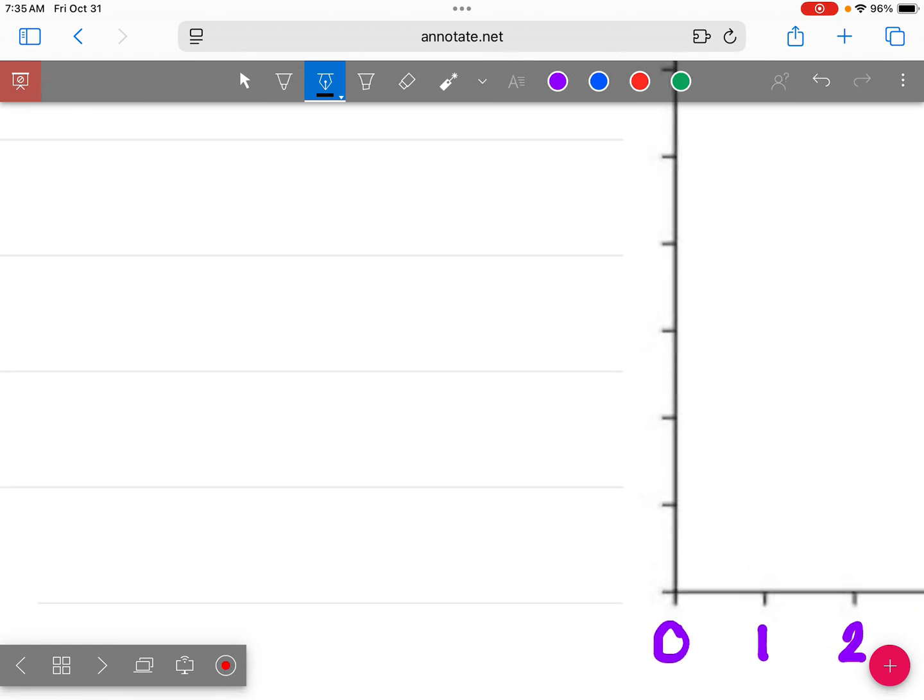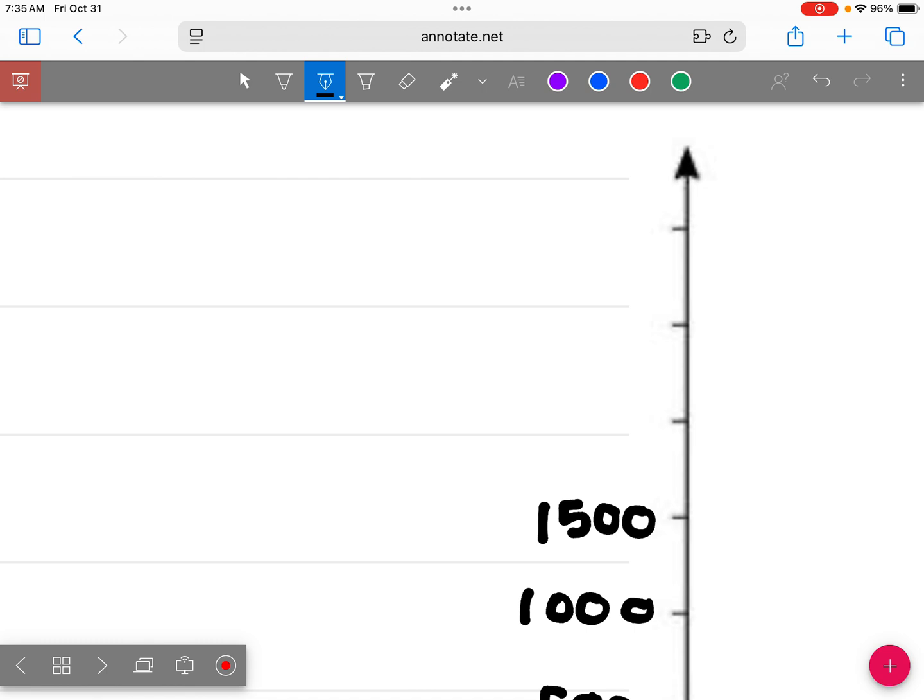So if I count this one, you can count by thousands. You could count by 500s if you want to have a little bit more space. I'll probably do by 500s, just because that's going to be easier to see. So once we have a couple of data points, we can figure out how we want to count up on our y's.